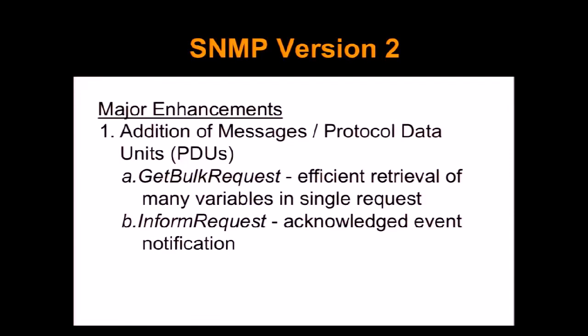This is used for manager-to-manager communication that was added to SNMP 2, as well as providing a means of creating a trap with delivery notification. So as before in version 1, when an agent would send a trap message, it had no way of knowing whether or not the manager actually received that message. With an inform request, the agent can now know whether or not the information that it sent to the manager was received, and if it wasn't, it could continue sending.